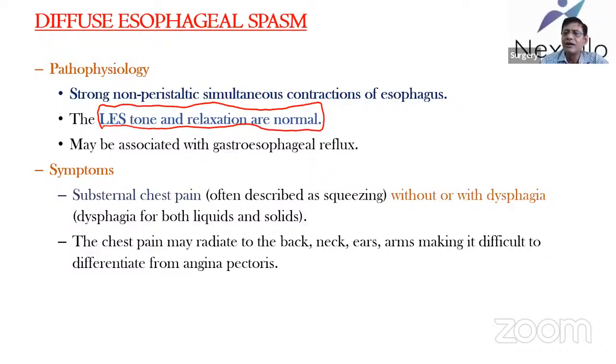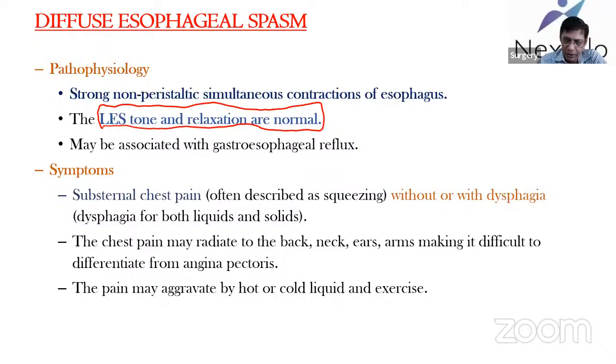making it very difficult to differentiate it from angina pectoris. And what happens here, once again, is the same scenario. The person was emotionally distressed, developed this picture that there was chest pain here, and maybe the pain was radiating to the back or maybe even to the arm. And we start thinking, oh, he is having angina. He is emotionally distressed. But what actually the person was having was the diffuse esophageal spasm.